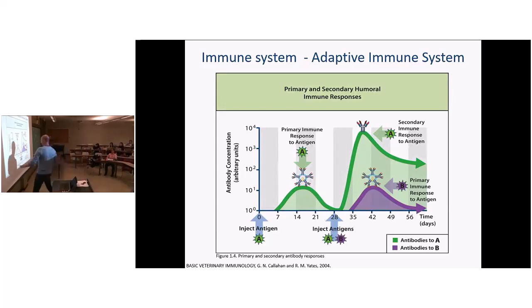So what you end up doing is you inject this antigen A. The second time when you inject it again, almost a month later, you have a much greater and a much faster response. This is just to give you this sense of speed.